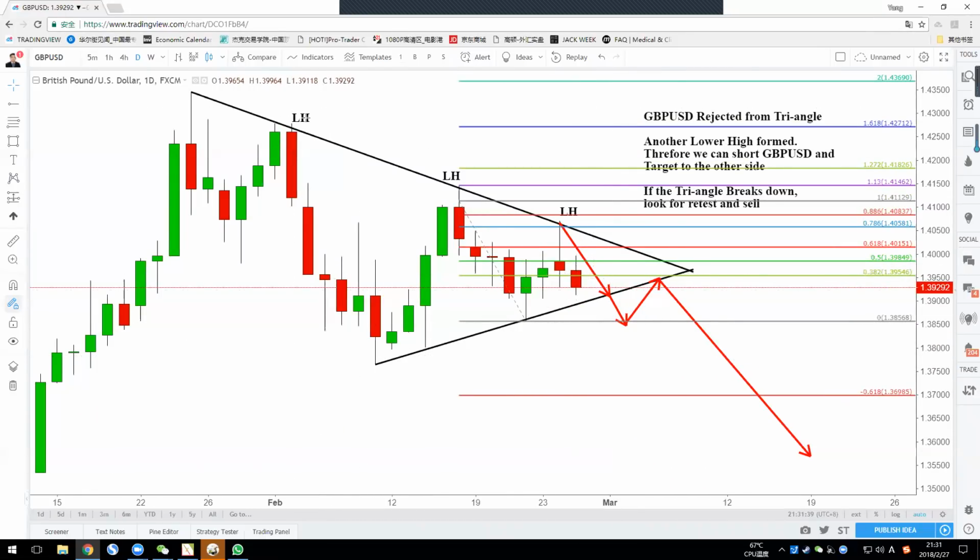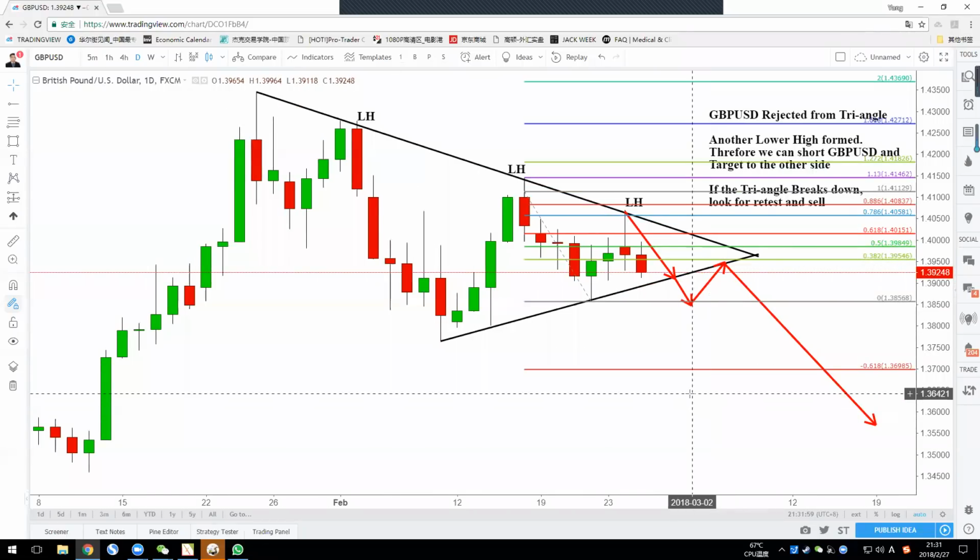I think this is a very good scenario for the sterling to take a short, because first of all, the price has already been rejected from the upper edge of this triangle. Secondly, if the price breaks the downside retest, you should find a place to short.